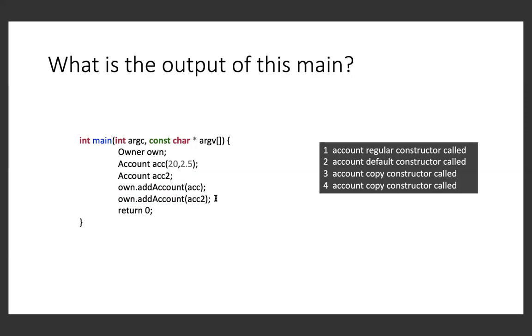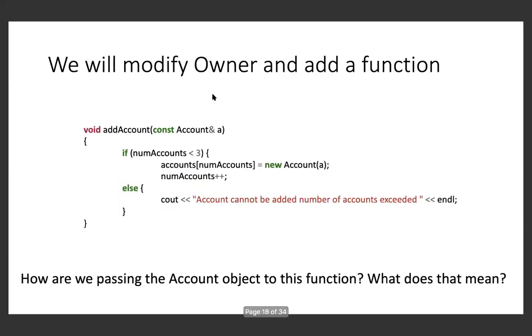And this is the output of our program. The first line, account regular constructor called, is for this line here. We are constructing a new account object using the regular constructor. And then we're using the default constructor to construct the second one. Now, why for these two lines, each time we're calling add account, are we getting a copy constructor called? The output here is that we're making a copy constructor call to the account object. This is the implementation of add account.